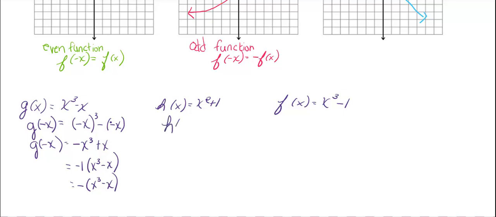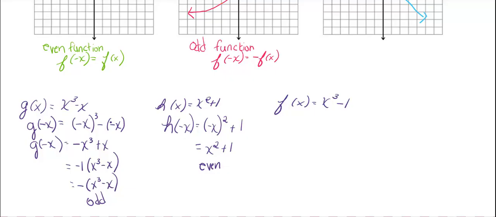Now let's look at h of x. I do the same thing here. Every time I'm testing for even and odd, I put a negative x in place of every x I see. Negative x squared plus 1. And when I simplify this, negative x times negative x gives me positive x squared, right? So I have x squared plus 1. So h of negative x simplifies down to x squared plus 1, and that's what I started with. If I get the same thing I started with, I know that it's an even function. If I get the exact opposite of what I started with, I know it's an odd function.